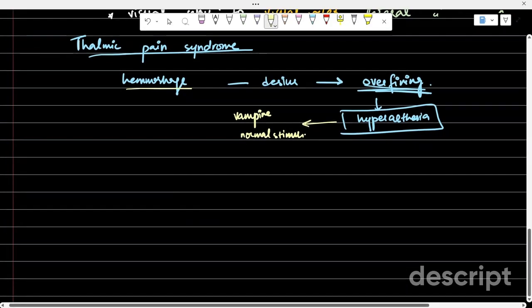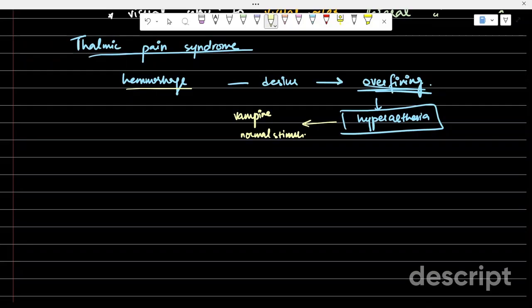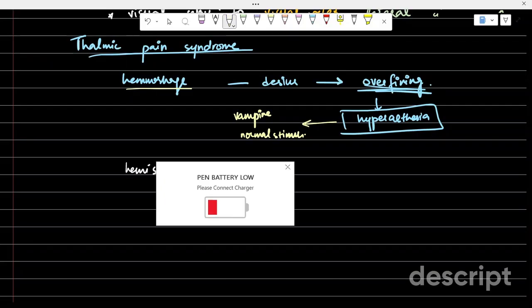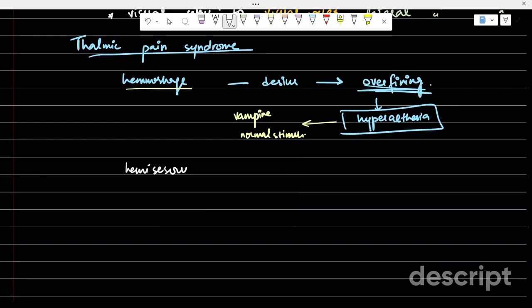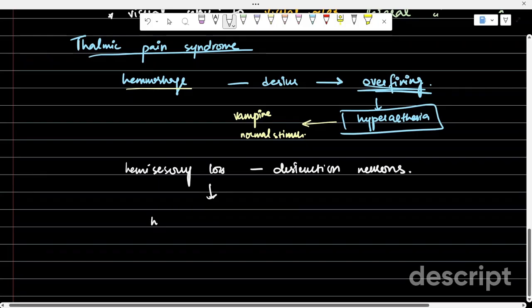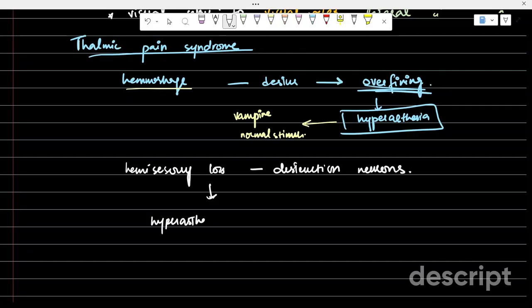What does a person experience in thalamic pain syndrome, what will be the signs and symptoms of it? Initially, the person will present with hemisensory loss due to destruction of neurons, and later the person will develop hyperesthesia due to overfiring. So a scenario often comes that the patient develops sensory loss over the left side of the body, and after a few days, his behavior for pain has changed and he becomes angry after touching. So that means he is feeling a lot of pain even at a normal stimulus, and this raises a suspicion of thalamic pain syndrome. This is a very important clinical condition associated with thalamus.